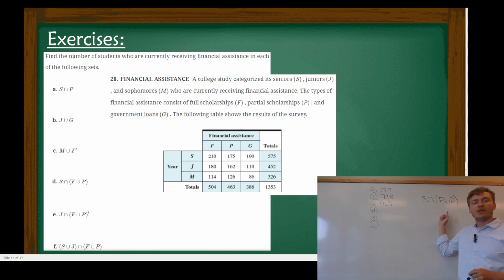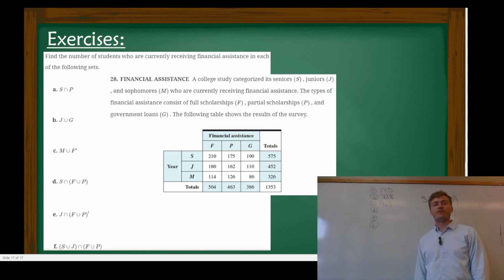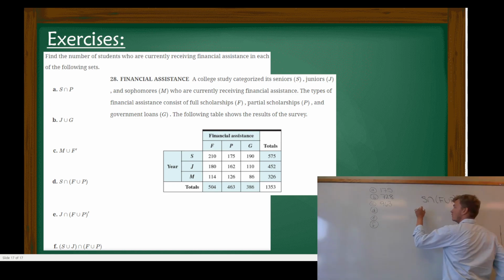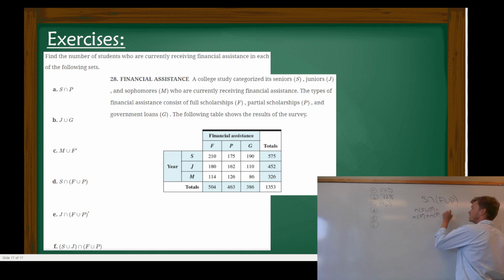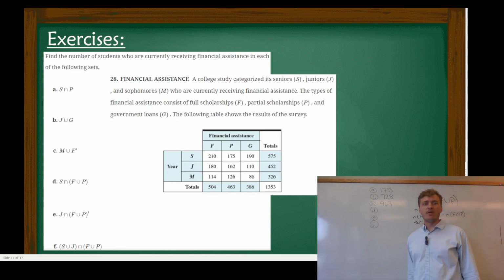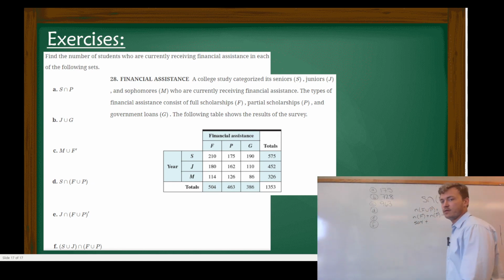So to find the number of elements in the union, we'll do the formula once more. F union P, by U I mean union. So number of elements for F plus number of elements for P minus the intersection F intersect P. We go to the table. Number of elements for F is 504, plus number of elements for P, we have 463.